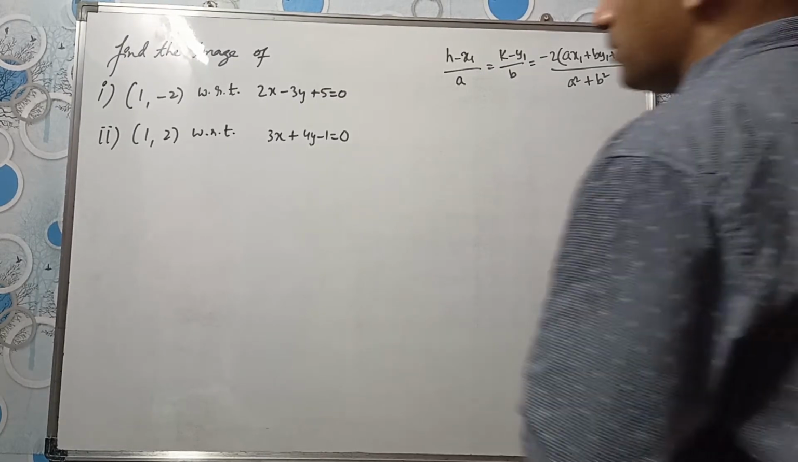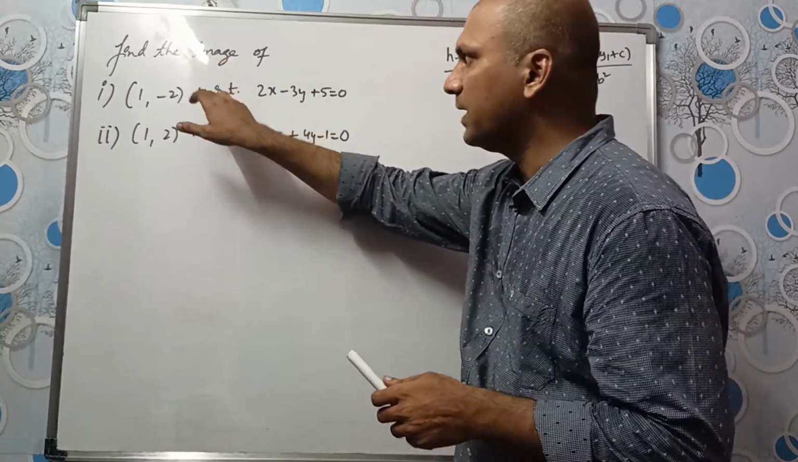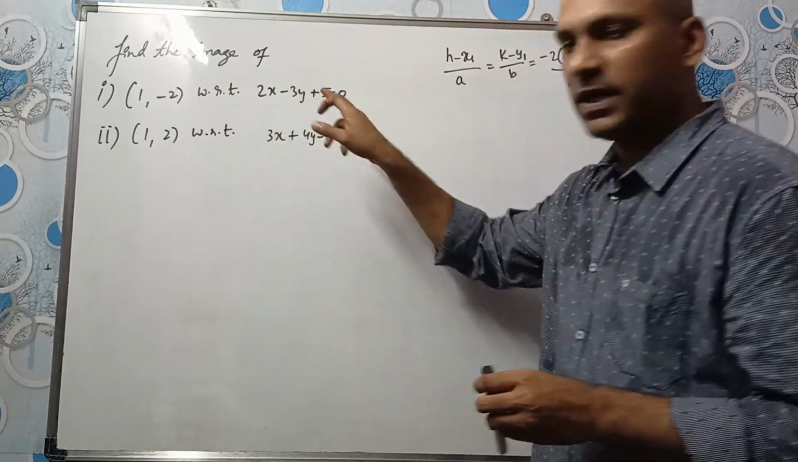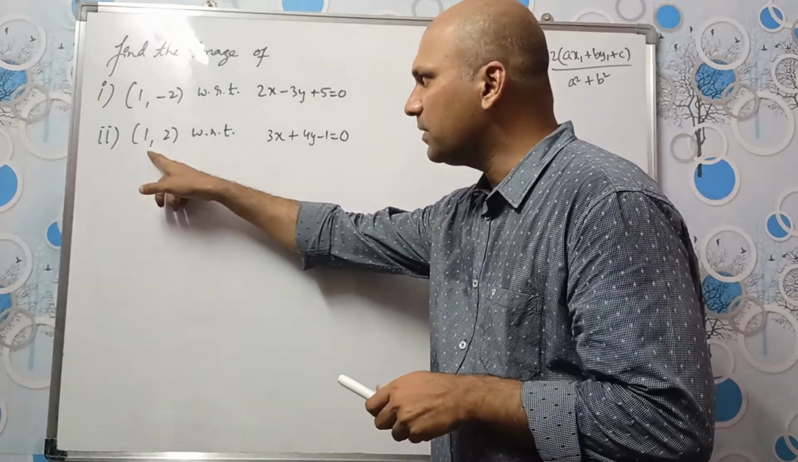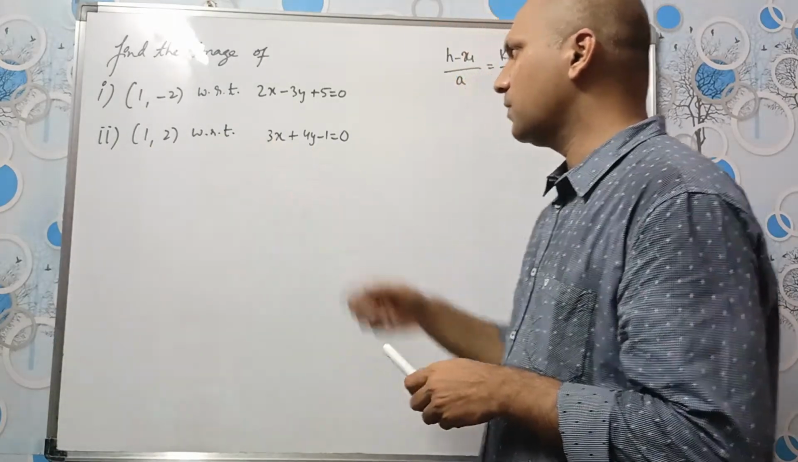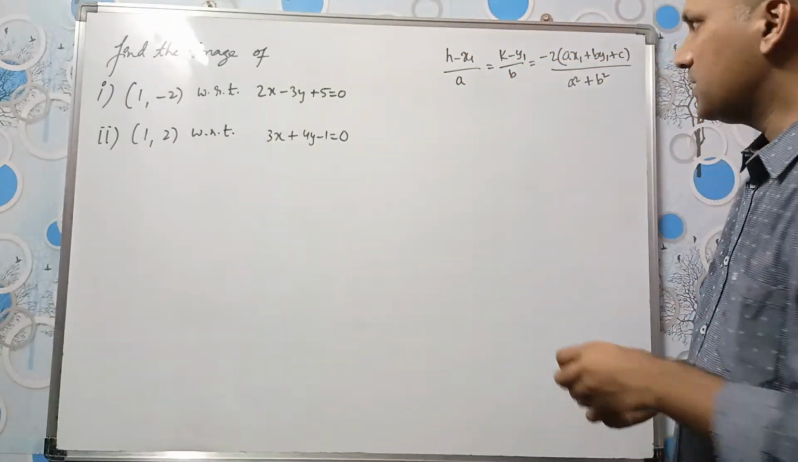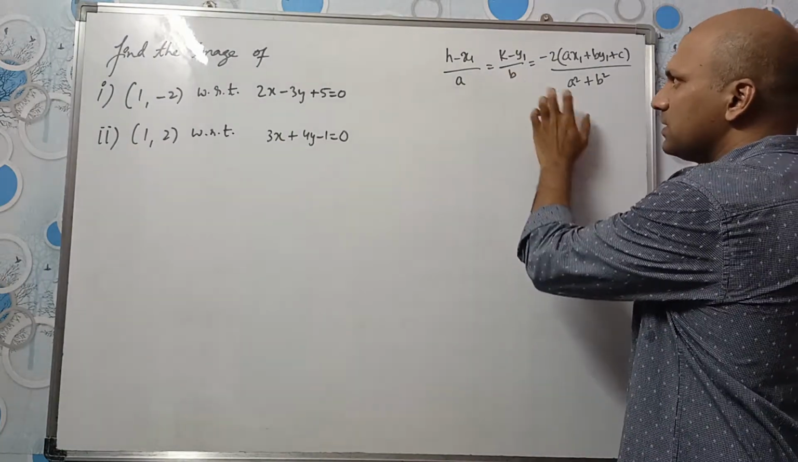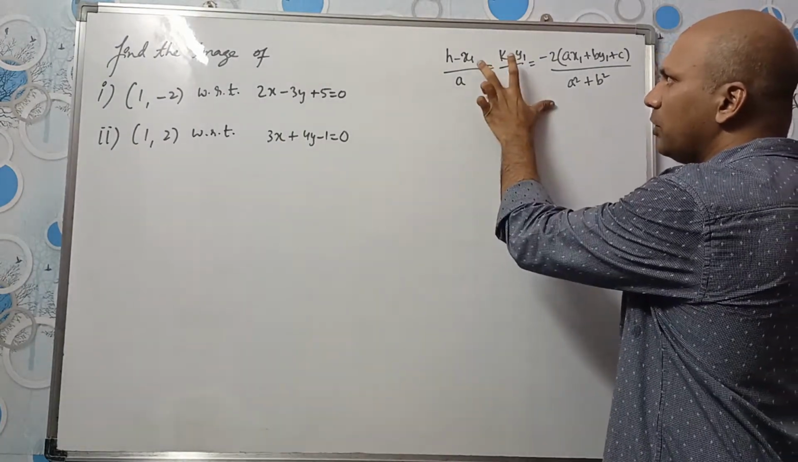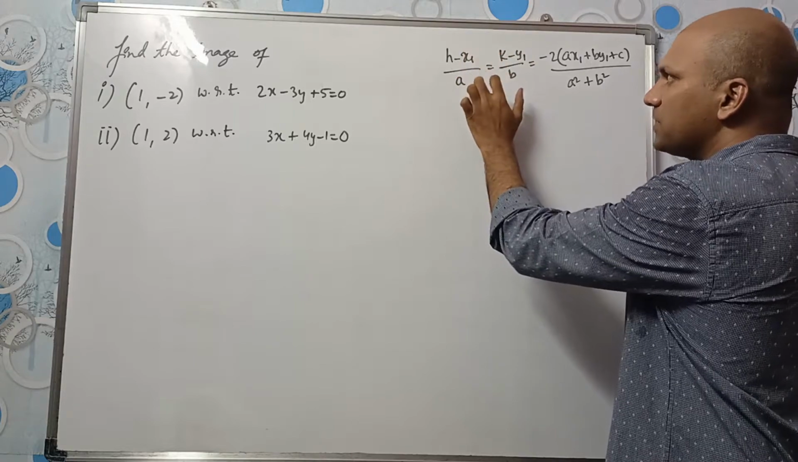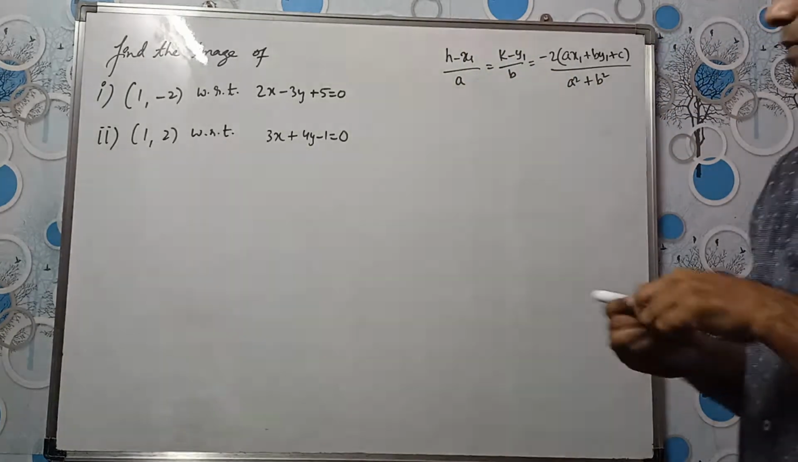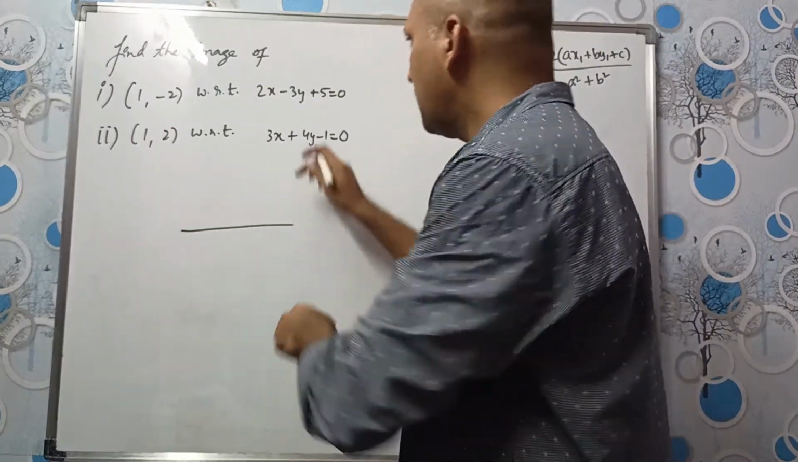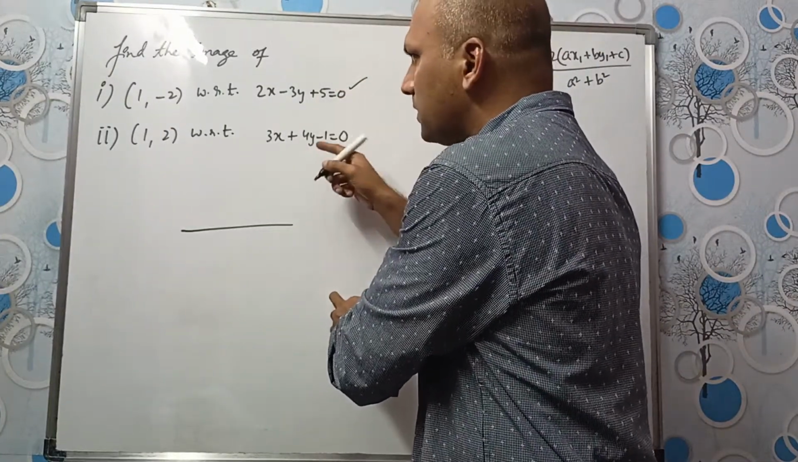Okay, let us solve this problem. Find the image of 1 comma minus 2 with respect to 2x minus 3y plus 5 equal to 0. Okay. And we have the second bit, 1 comma 2 with respect to 3x plus 4y minus 1 equal to 0. Just now we have derived this formula. This is the relationship between the point x1, y1, image h comma k, and the straight line. Okay. So see, I'll solve the first one, you please solve the second one.